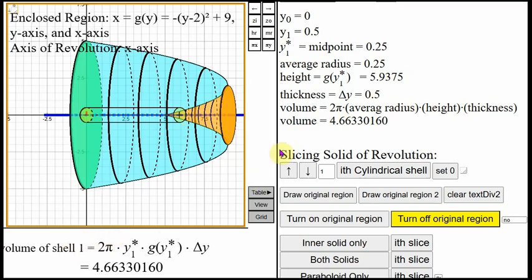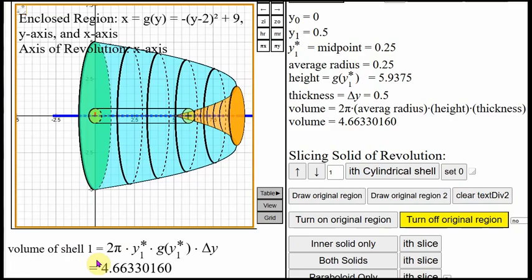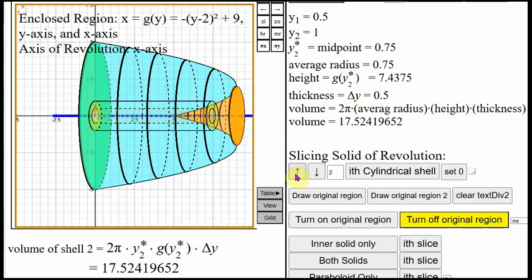And then in terms of y, this is how we write it. 2 pi times y sub 1 star, which is the midpoint, and then g of y sub 1 star, that's the height of the shell, and then delta y is the thickness. And then here is shell number 2. Shell number 2 is going to be from y equals 0.5 to y equals 1. And so the midpoint will be 0.75.